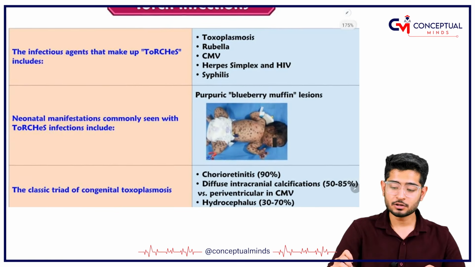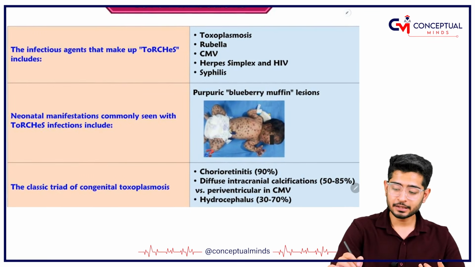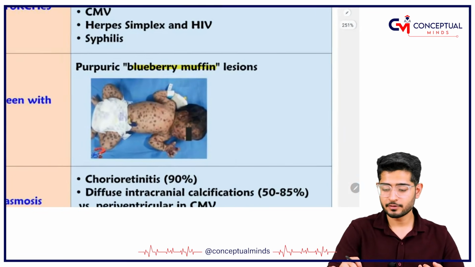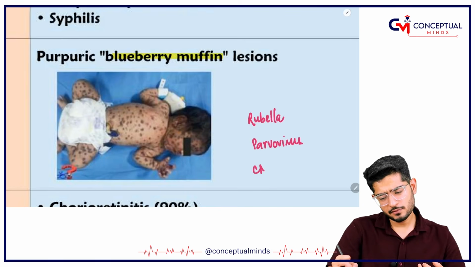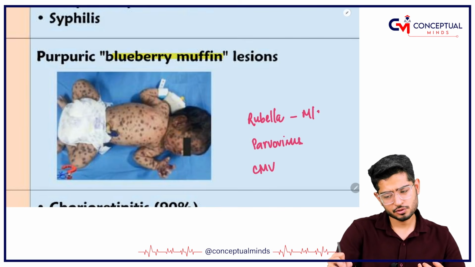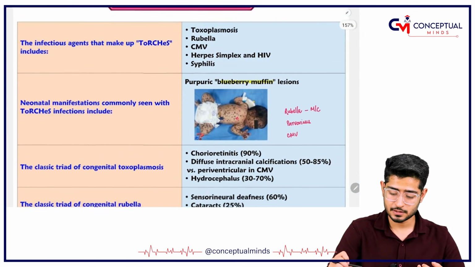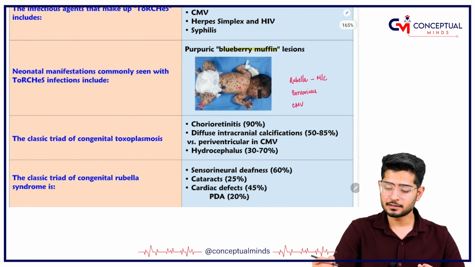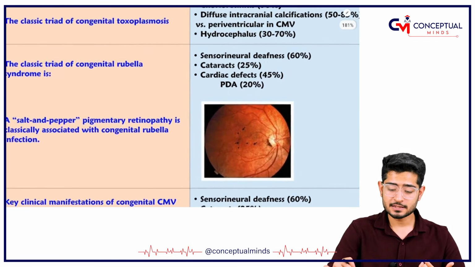Coming on to the next part, TORCH infections. So blueberry muffin rash, I have tried and explained to you that blueberry muffin rash is something which is most commonly seen in rubella, although it is seen in the parvovirus also, although it is seen in the CMV also, but rubella is actually the most common one. So can you see, these are the blueberry muffin type rashes. The toxoplasma, I think I have told you, so there's no reason to explain each and everything once again.